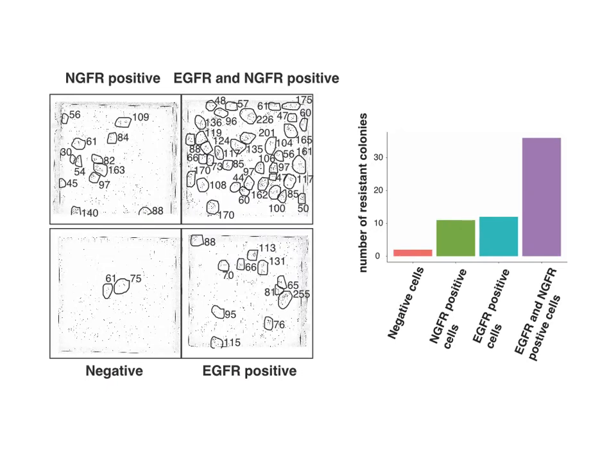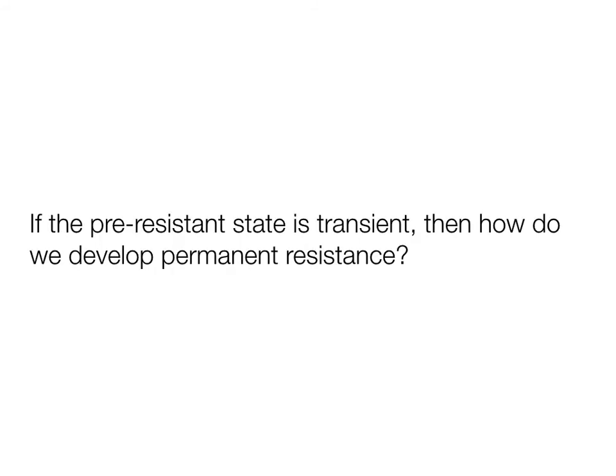After 2 weeks, we see many more resistant colonies coming from our rare EGFR high and NGFR high populations, but the most resistant colonies come from the population of cells that are positive for both of the markers, confirming that these rare cells with high expression are the same population that develop into the resistant colonies. This led us to our next question. If the pre-resistant state is transient, then how does it later become permanently resistant?